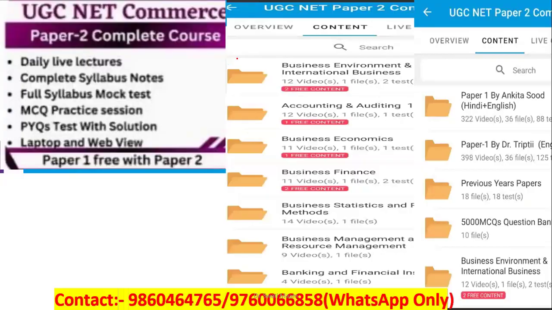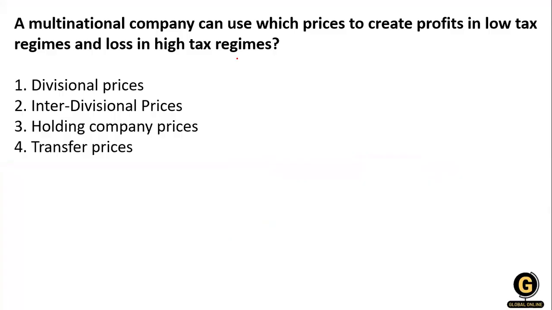Okay, so let's start with our first question. A multinational company can use which price to create a profit in a low tax regime, and losses in a high tax regime? The options given are: first, divisional price; next, interdivisional price; third, holding company price; and the transfer price.